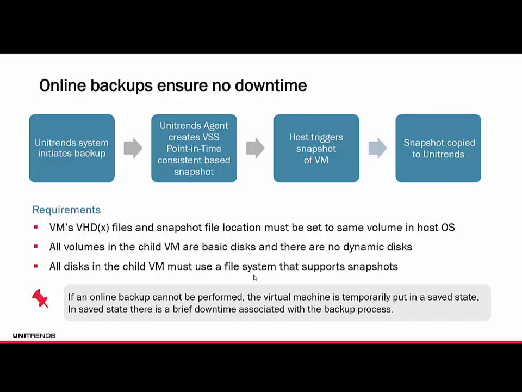All right, if an online backup cannot be performed, the virtual machine is temporarily put into a save state. Once again, in that save state, there's brief downtime associated with the backup process. Depending on the size of the machine, the longer it can take the snapshot, the more downtime you could possibly see on your network with that server, that node.